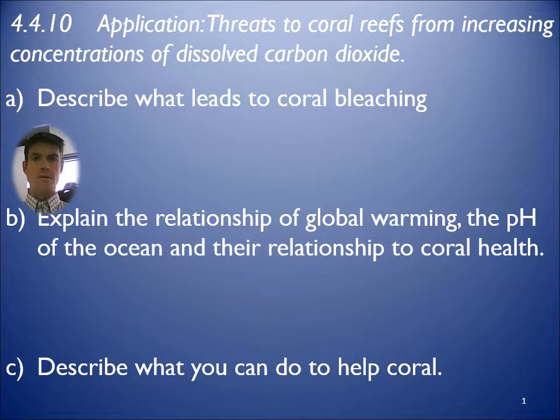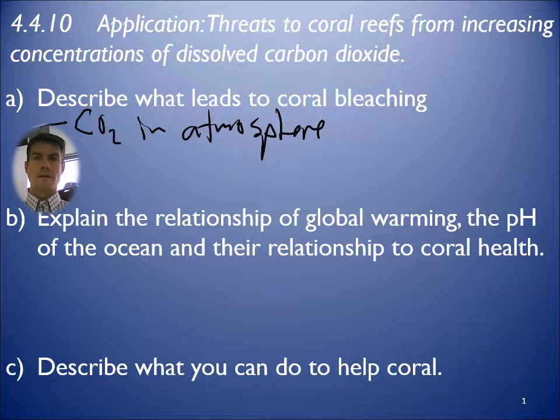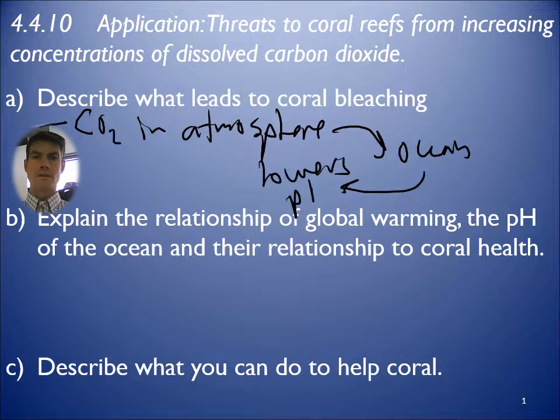Okay, so let's look at coral reefs. What leads to bleaching is this carbon dioxide in the atmosphere, and then it goes into the ocean, where it lowers the pH, which increases acidity, and then it kills off the algae that grows on the coral.